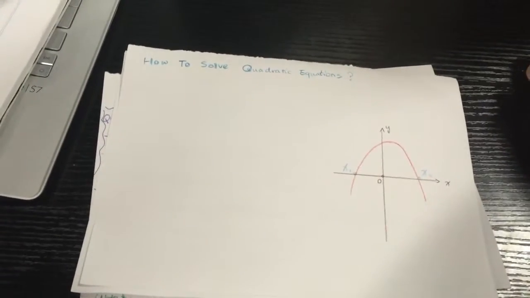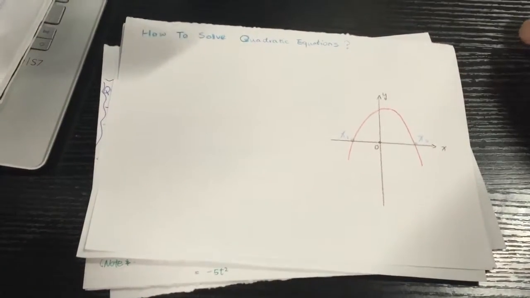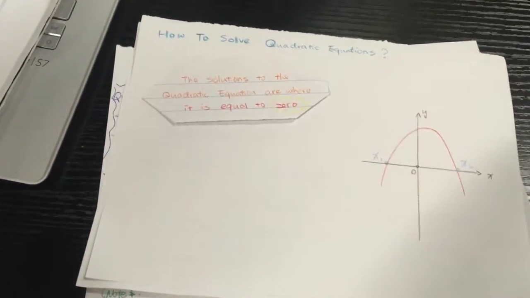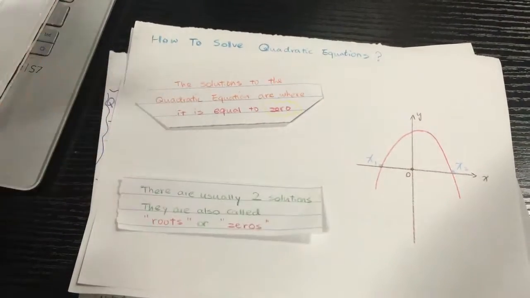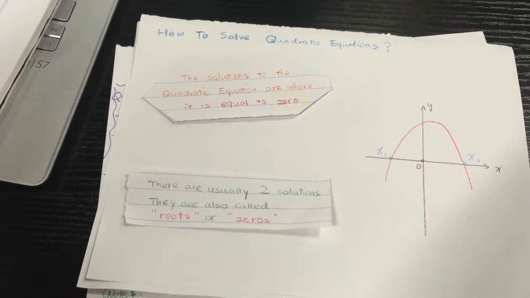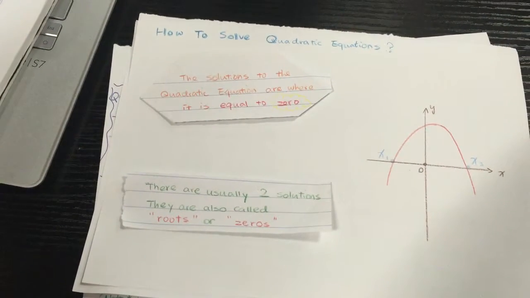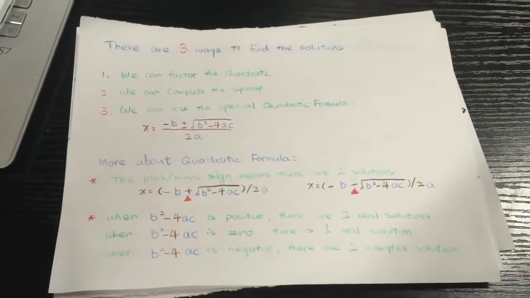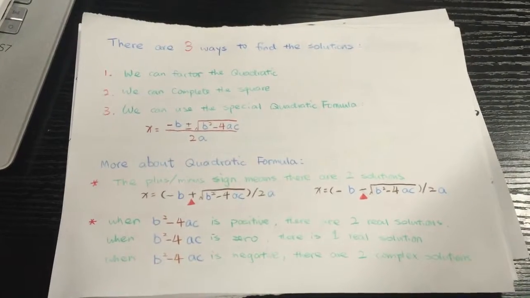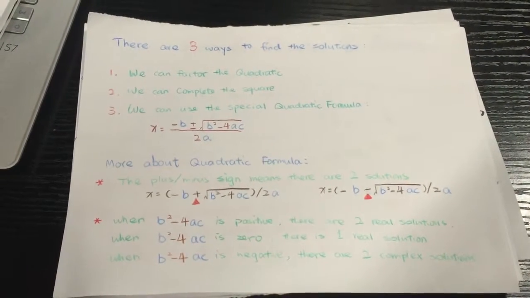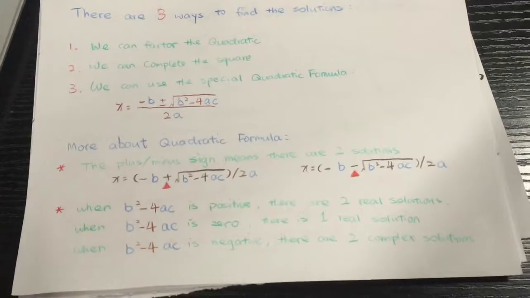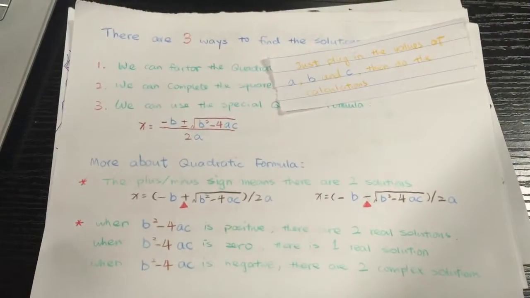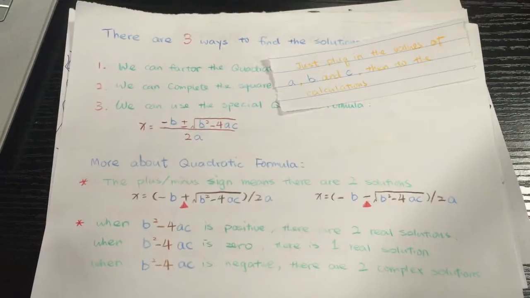And then I will talk about how to solve the quadratic equation. The solutions to the quadratic equation are where it is equal to 0. There are usually two solutions, as shown in the graph. They are also called roots or sometimes zeros. There are three ways to find the solutions: we can factor the quadratic, we can complete the square, or we can use the special quadratic formula. Just put in the values of a, b, and c, and then do the calculations.